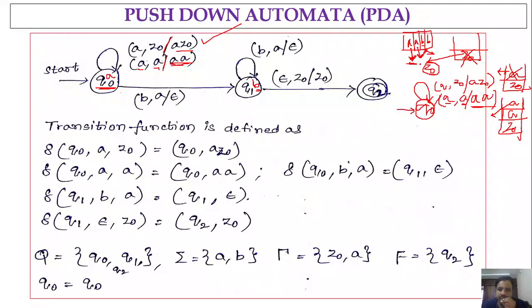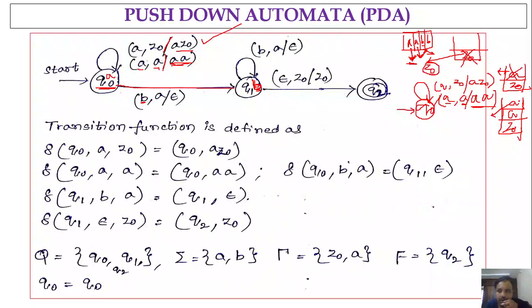Once you get a small b as an input, we have to move from state q0 to q1. As long as you get A, you will be in state Q0, right? The moment you get B, what we have to do? We have to move from state Q0 to Q1. Why? Because Q1 is representing that we have seen the symbol B, right?